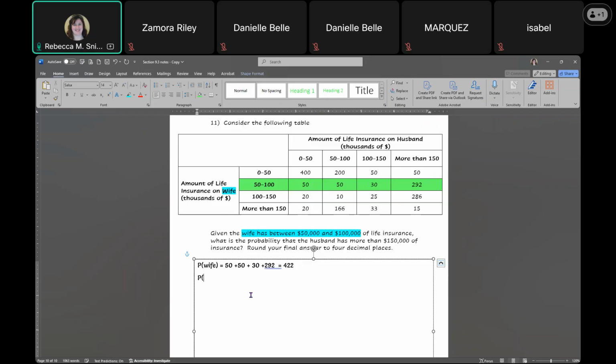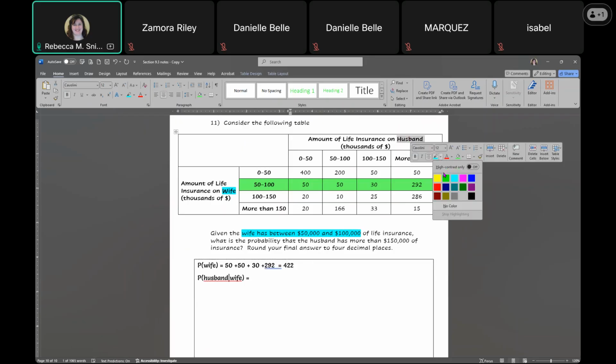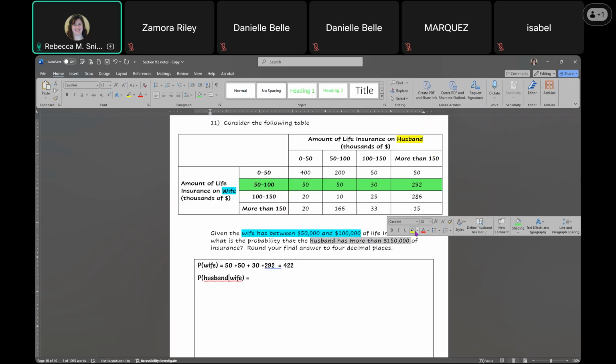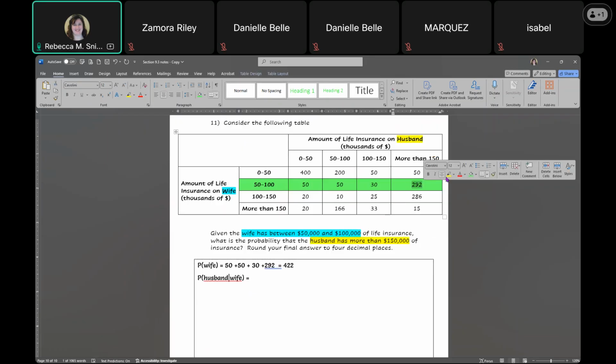Now, the second part is we need the husband's insurance given the wife's insurance. Again, when we are looking at the husband's side of things, we want that the husband has more than 150, which says the only value that does that is this more than 150 piece, which is simply the 292. There's nothing else to add there.